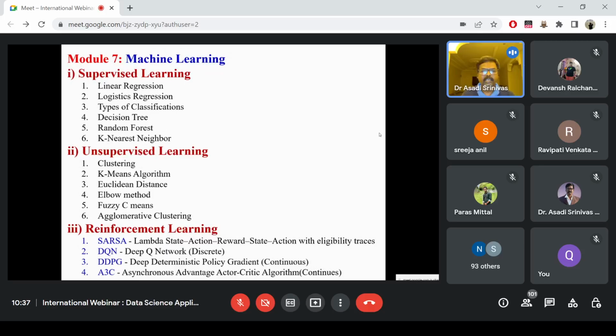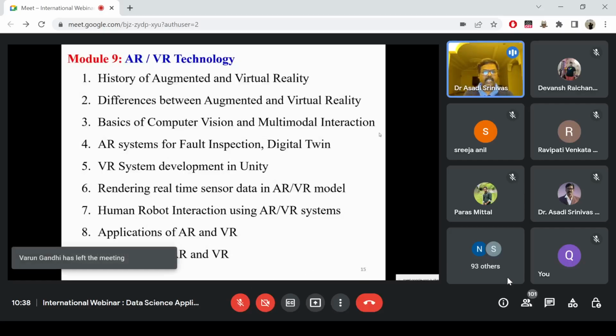And in AR, VR techniques, what is the difference between augmented reality and virtual reality, the basics of computer vision and multimodal interaction, and various applications and challenges of AR, VR.